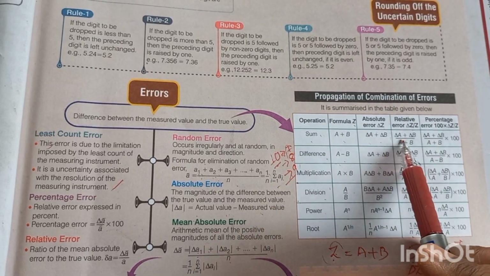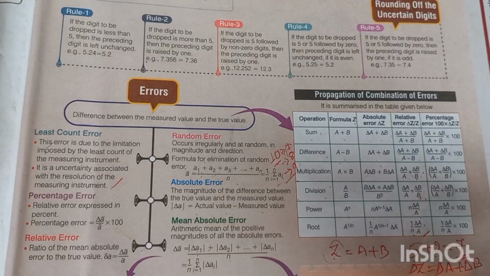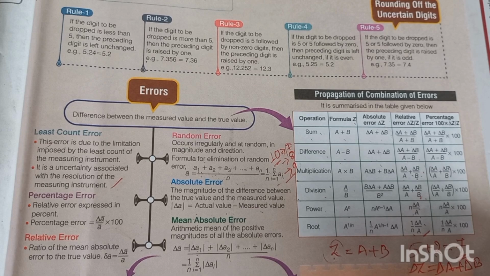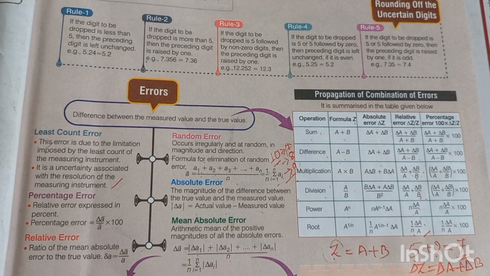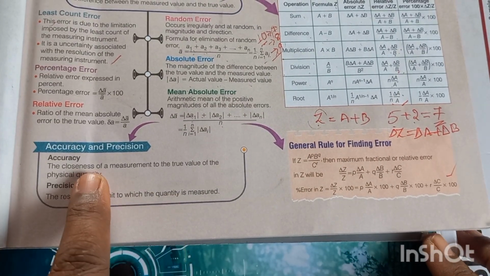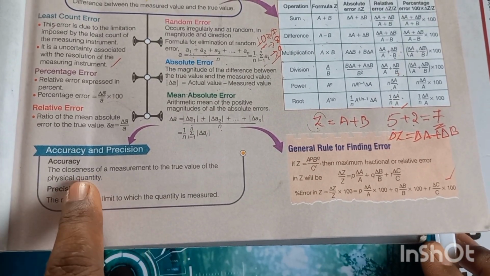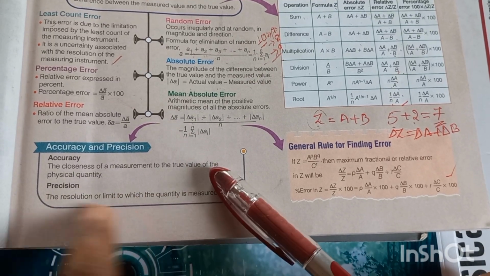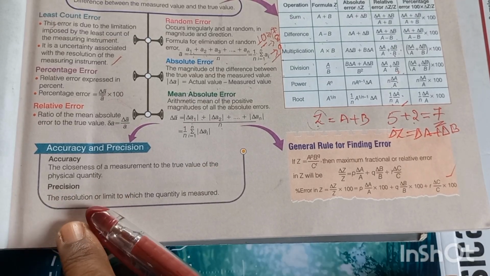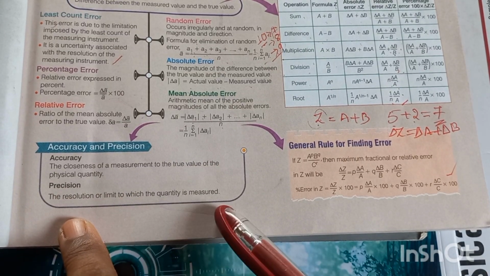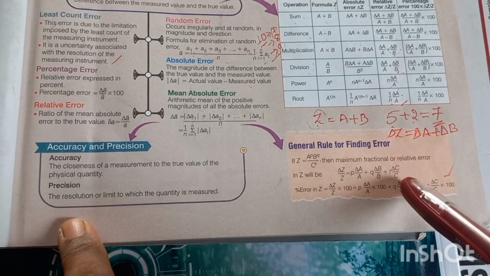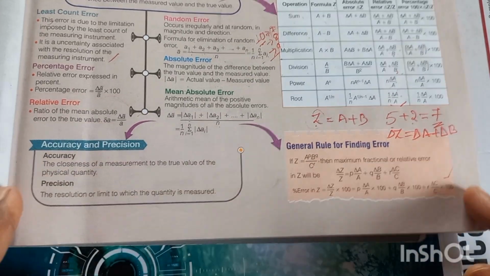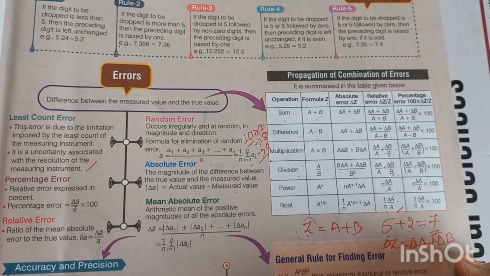For percentage error, just go on multiplying with 100 and you will get the percentage error. I hope you have understood these rules for finding errors. This is the definition of accuracy and precision. Accuracy is the closeness of a measurement to the value of the physical quantity, and precision is the resolution or limit to which the quantity is measured. These are the general rules for finding the error. We will meet you in the next class.